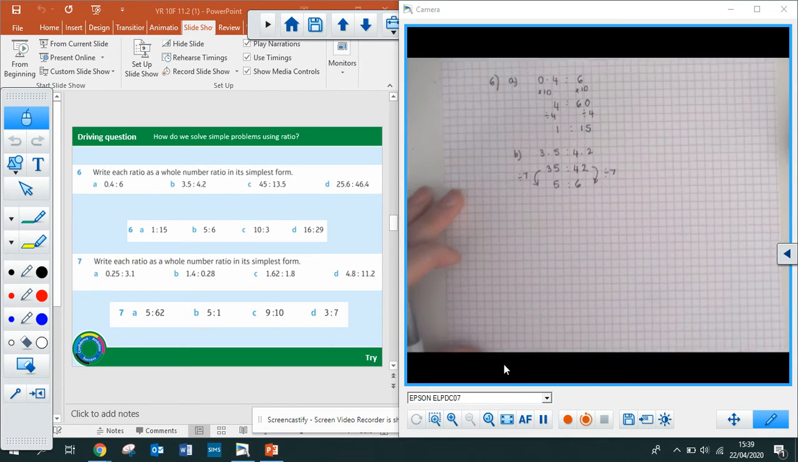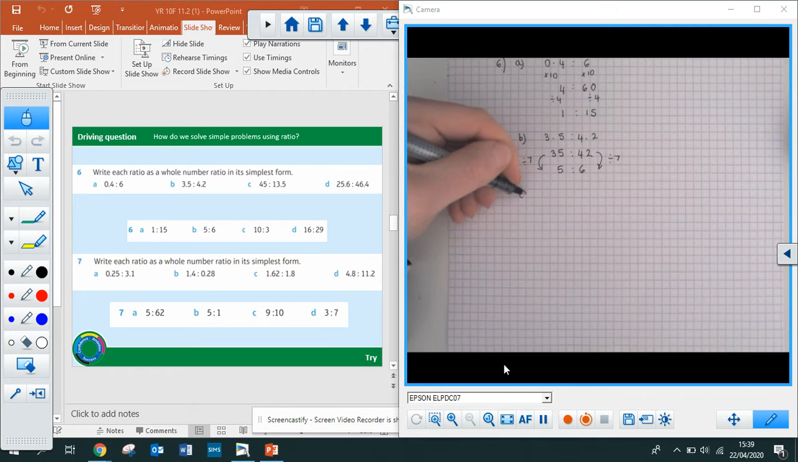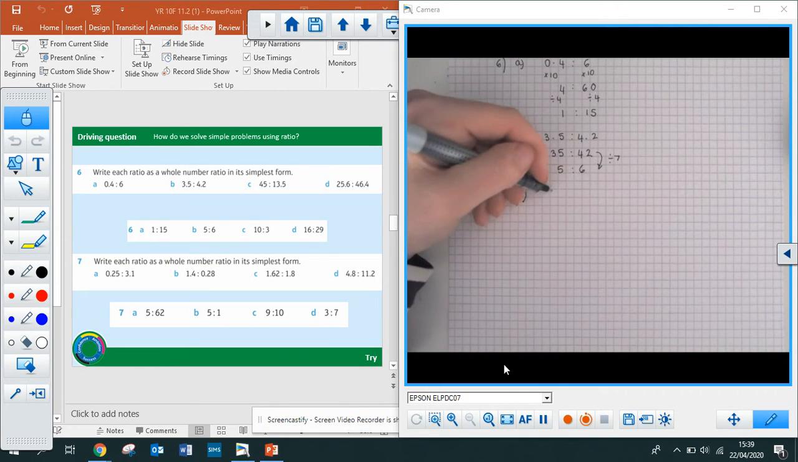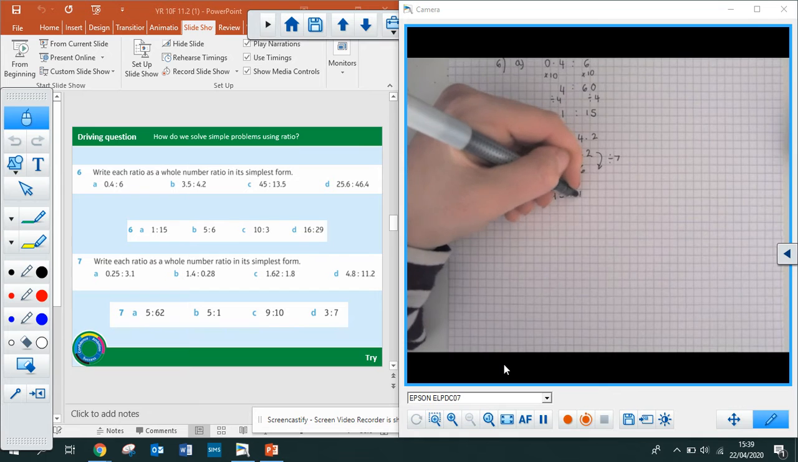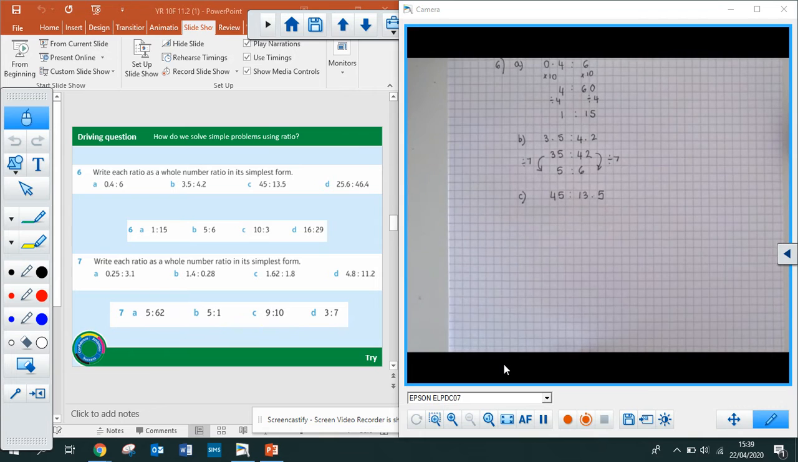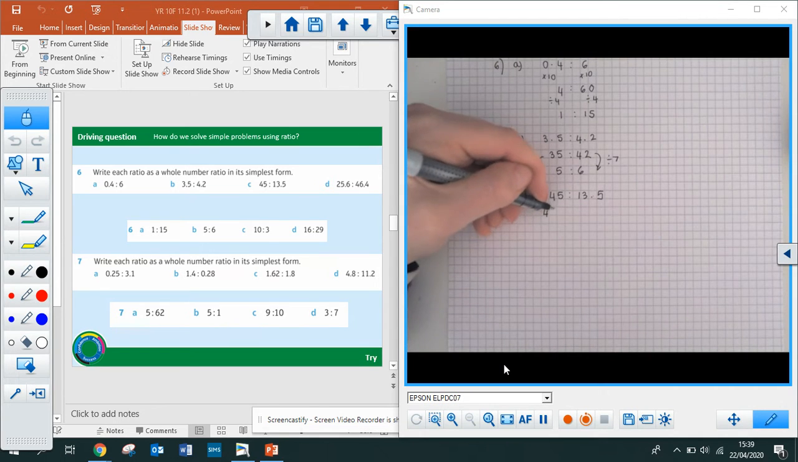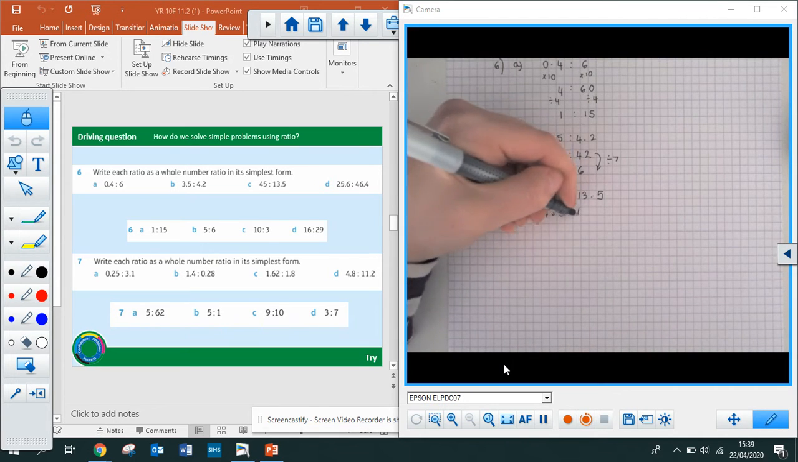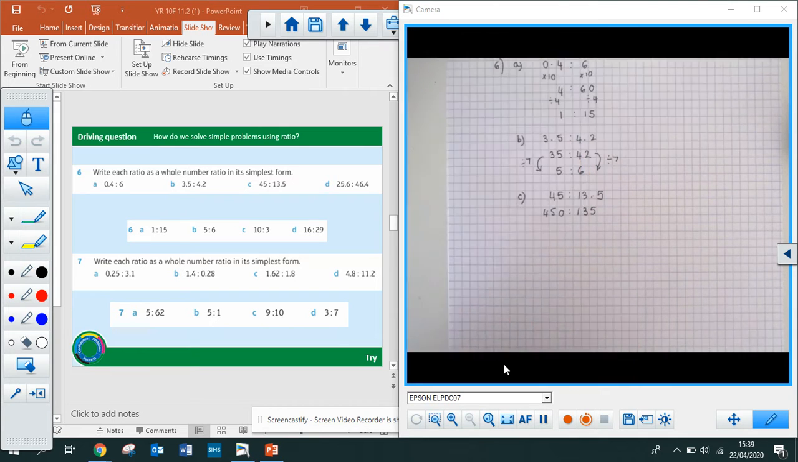Part C, you have 45 to 13.5. I need to multiply by 10 to eliminate the decimal. There's only a decimal on one side, so that's fine. Multiply by 10 leaves me with 450 to 135.